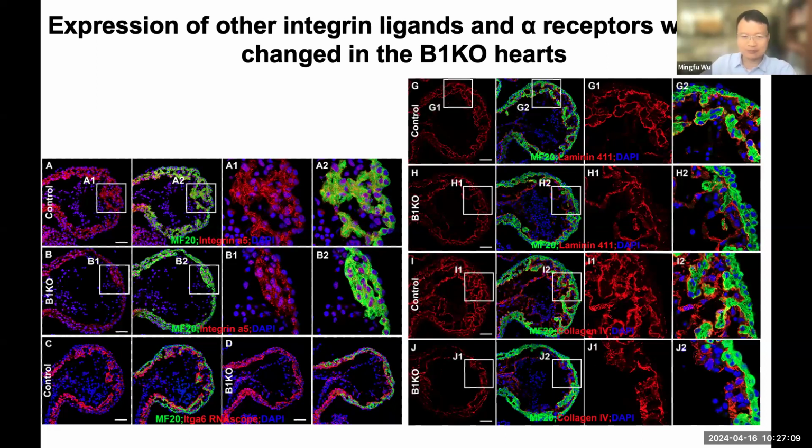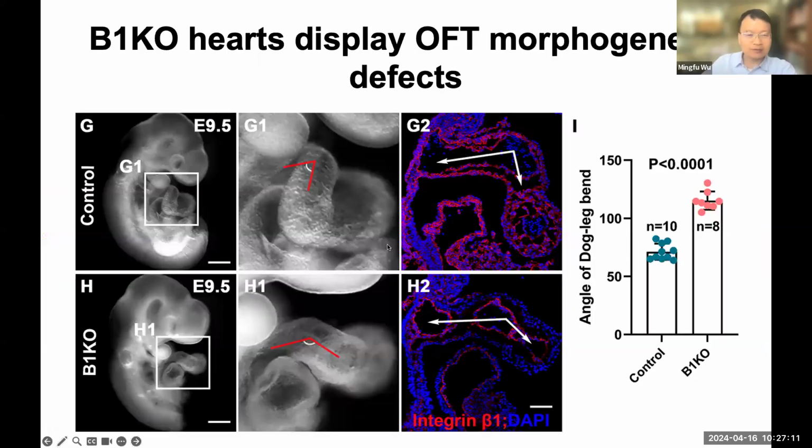What this means for trabecular morphogenesis, we're going to talk more about later in our model and the data. And to continue to describe the phenotype of B1KO, here we found that B1KO displays an outflow tract morphogenesis defect.